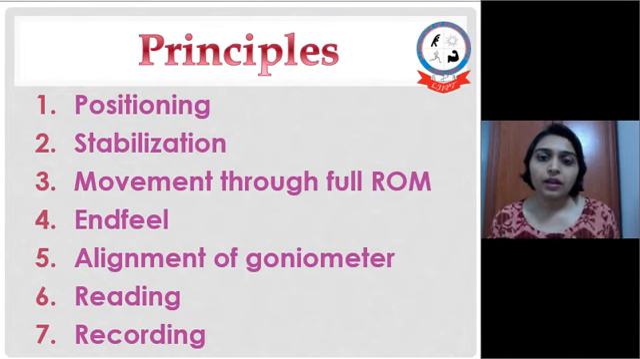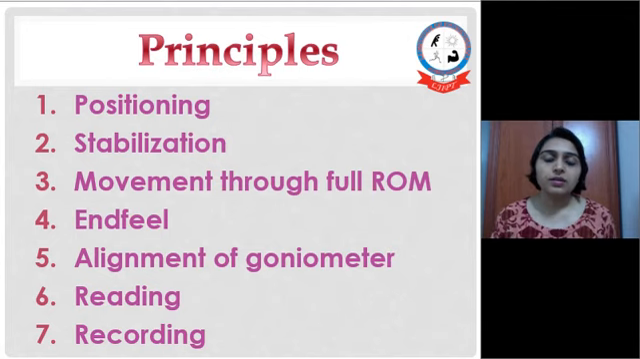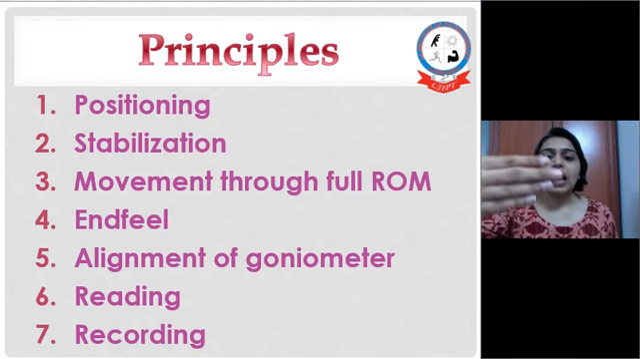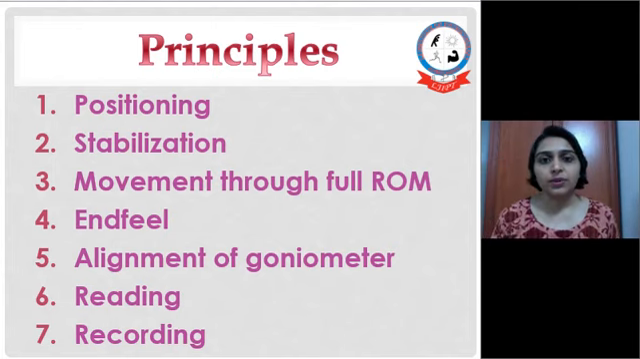While reading, the therapist should sit or stand to the side of the joint being measured in such a way that the reading is at the eye level of the therapist. Whatever reading we are seeing in the goniometer should be at the eye level of the therapist.